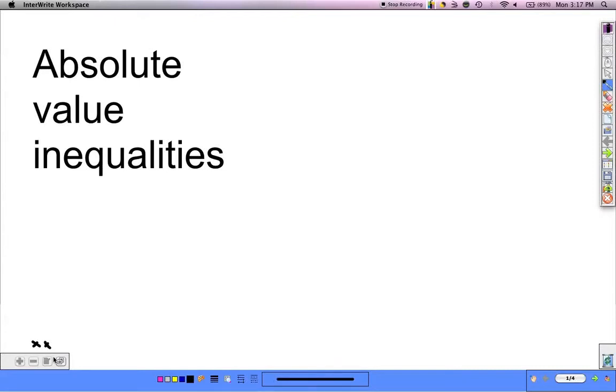Today we're talking about absolute value inequalities. Absolute value inequalities bring together absolute value and inequalities, of course, but really they're just sort of complicated versions of our and, and let's see, our or statements. So let's jump right in and start talking about what they mean.